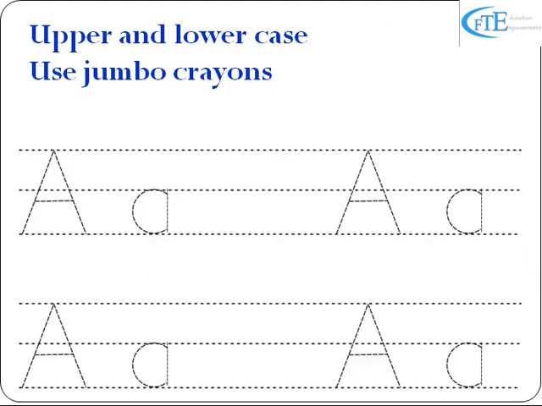Then we get the child to write both the uppercase and the lowercase in juxtaposition. It's a good idea to teach both together because from the very beginning the child has an understanding that both these letters have the same name and the same sound, and they are a pair.